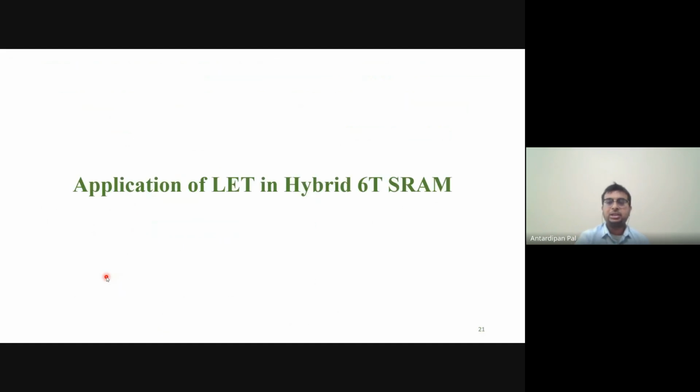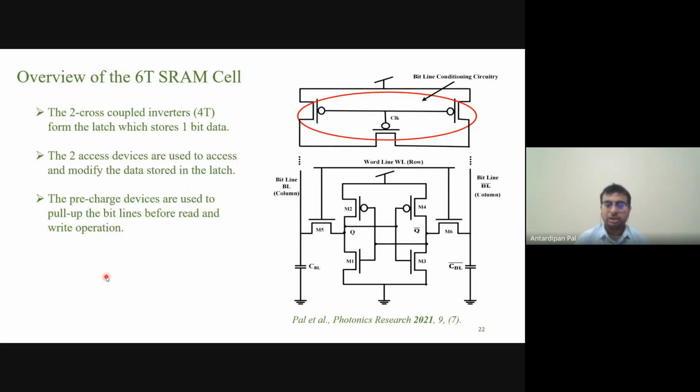Now, applications in 6T SRAM. We will discuss that. Now this is a very basic 6 transistor SRAM. All of you know this structure, right?